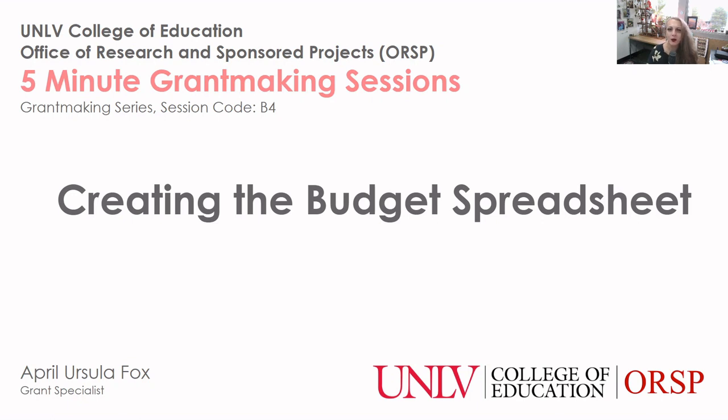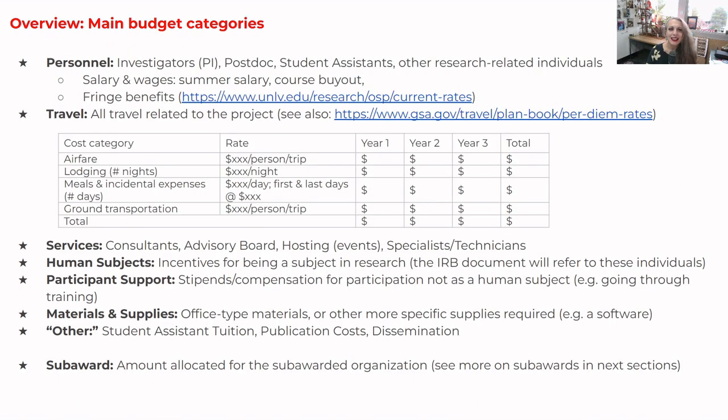In this video, we will learn how to create a draft of a budget spreadsheet to support you while you are writing your grant proposal. As a refresher, these are likely categories you'll be working with in your grant: personnel, travel, services, human subjects, participant support, materials and supplies, the other category, and subawards. We will not go too deep into subawards in this video.